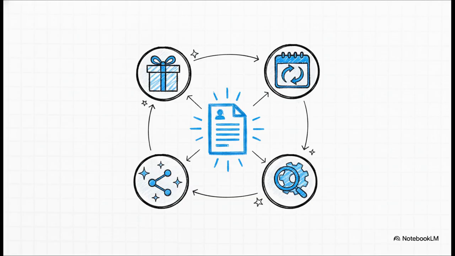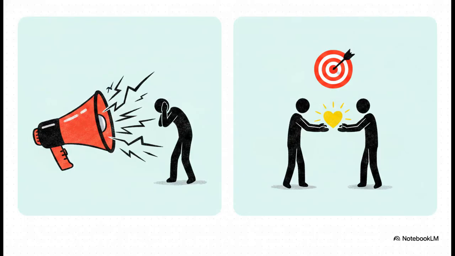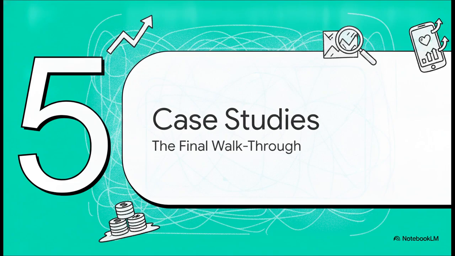Now, there is a fundamental shift every marketer needs to make, and this brilliantly illustrates it. Brand-centric content just shouts, buy our stuff, and, frankly, it gets ignored. Audience-centric content, however, focuses on understanding and solving the customer's actual needs and pain points. Focusing on the user and providing real solutions is what builds long-term trust, loyalty, and ultimately, sales. Step 5. Real-world case studies, the final walkthrough.